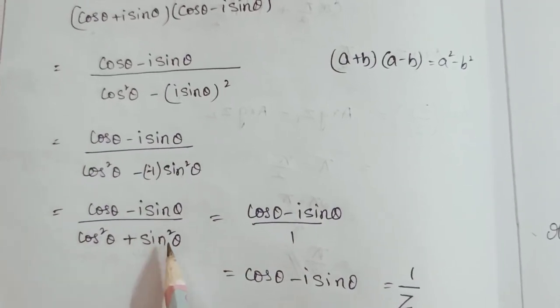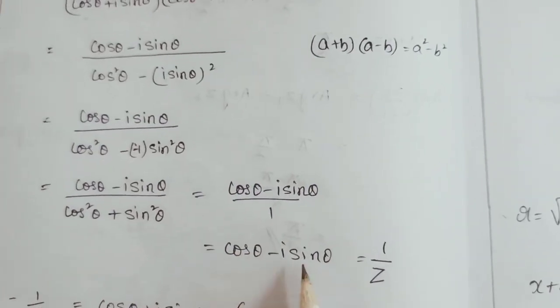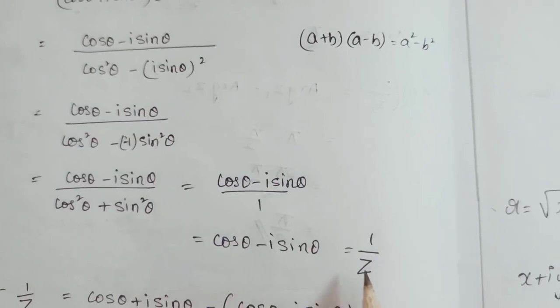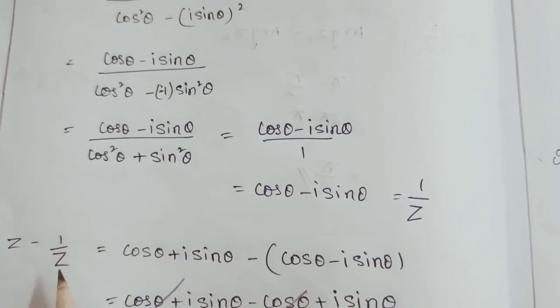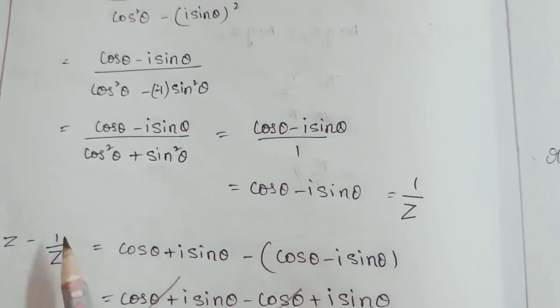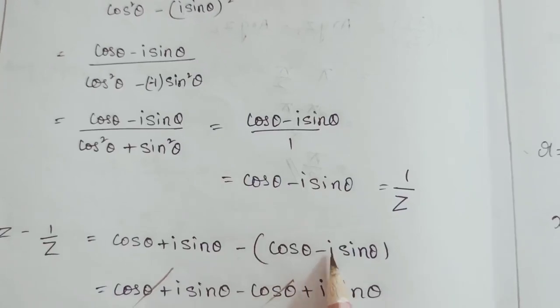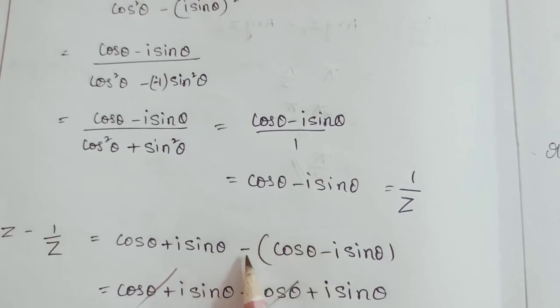Cos square theta plus sin square theta is equal to 1. We know the formula: 1 by z is cos theta minus i sin theta. Now we want z minus 1 by z. That value is cos theta plus i sin theta minus, and we write 1 by z in brackets, cos theta minus i sin theta, because there is a minus sign.